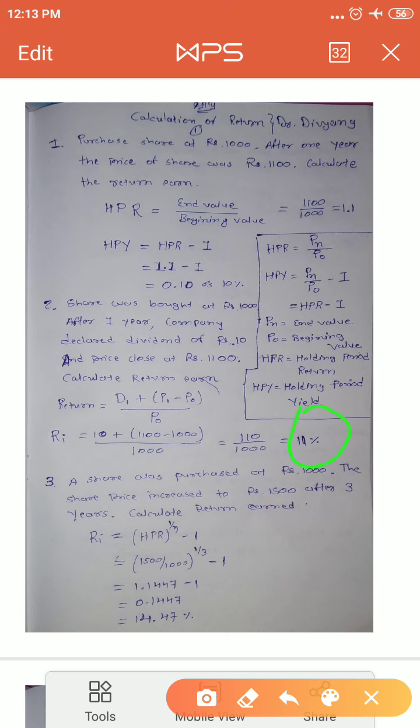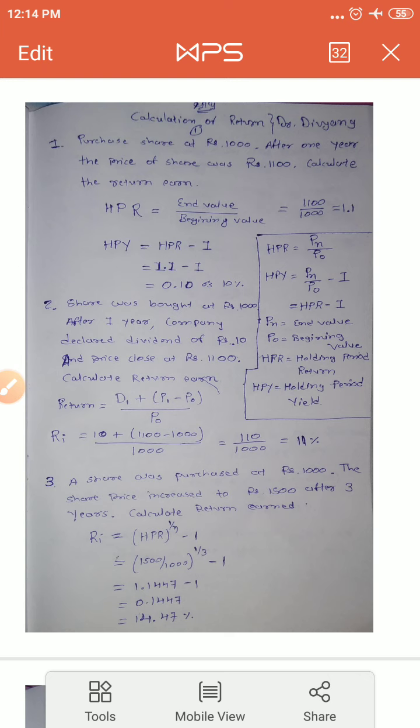This is the answer for the second situation. Now we come to the third situation. Up to now we discussed two situations. In the first, you purchase the share and hold for 1 year with no additional income during your holding period. In the second, you purchase the share, hold for 1 year, and earn dividend income at the end of the year.